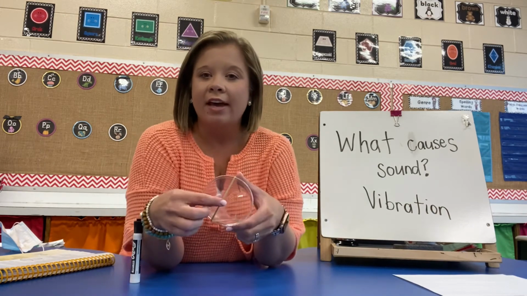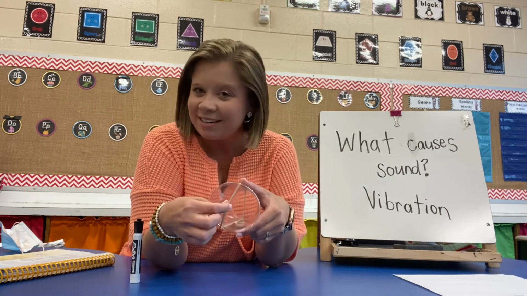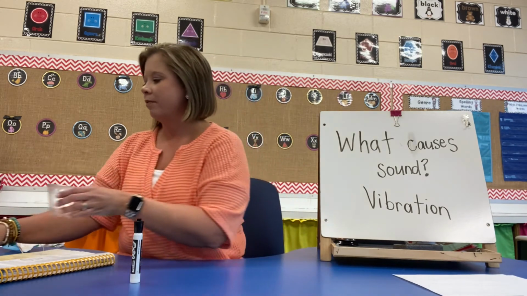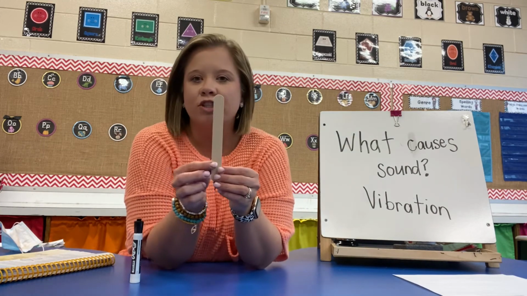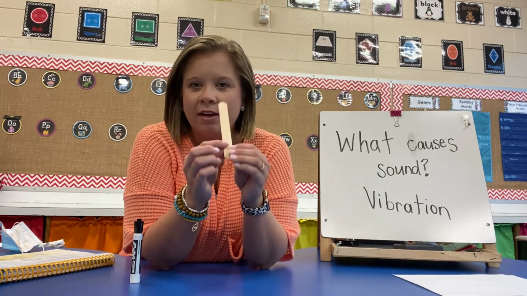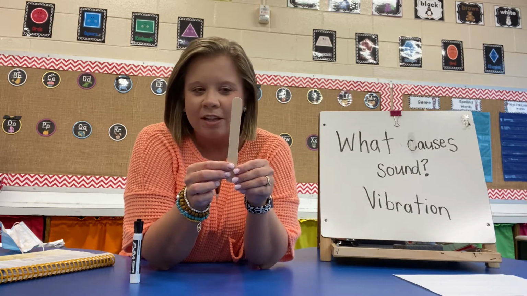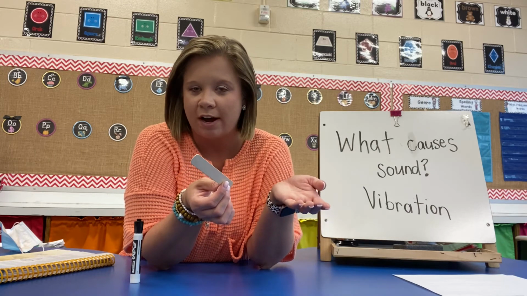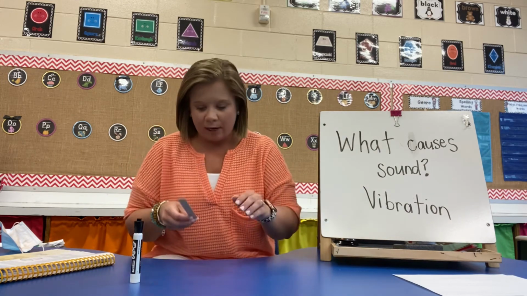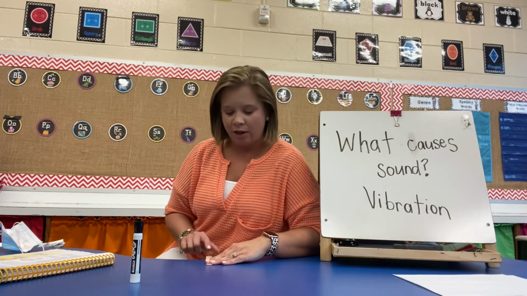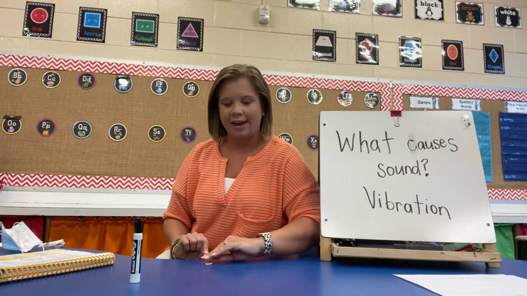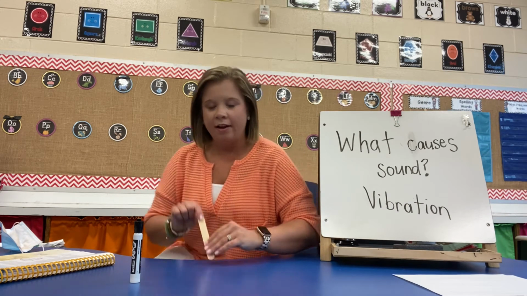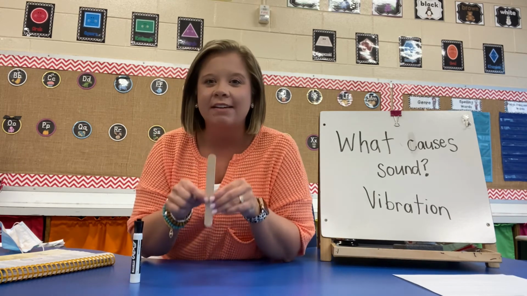Now, not only can I use my plastic cup and my rubber band, I can also do another experiment to hear some vibration. What I have here is just a regular popsicle stick. Sometimes people call these tongue depressors. This is something that they check your throat with when you go to the doctor, and you can also use them to make arts and crafts. So what I'm going to do is put it on the edge of the table right here, so that part of the popsicle stick hangs off, and then I'm going to thump it. It sounds funny, but it makes a vibration.